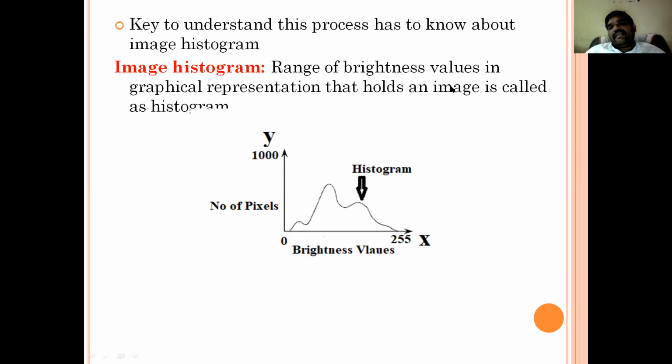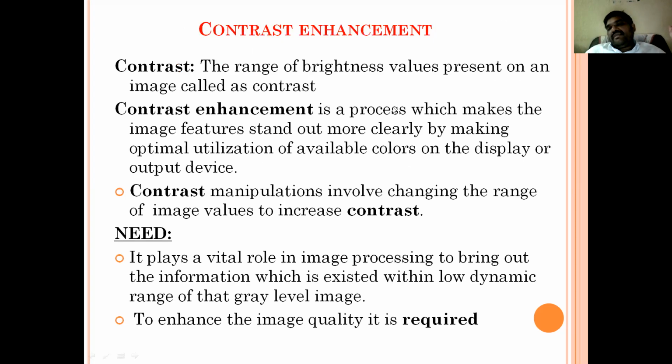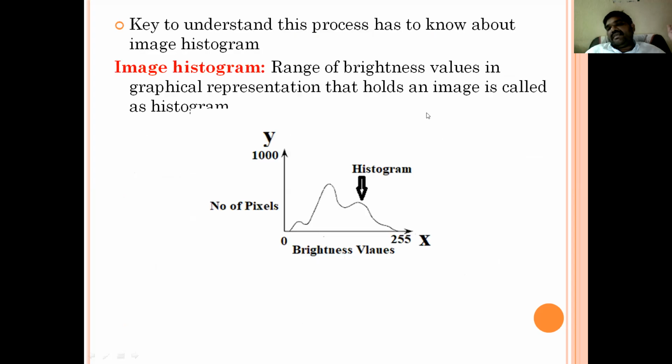Here, the range of brightness values in graphical representation that holds an image is called a histogram. See here, this is a histogram. Here, the range of brightness values of this particular image is 0 to 255. The image exists below this graph, below this space. This is what an image histogram is.